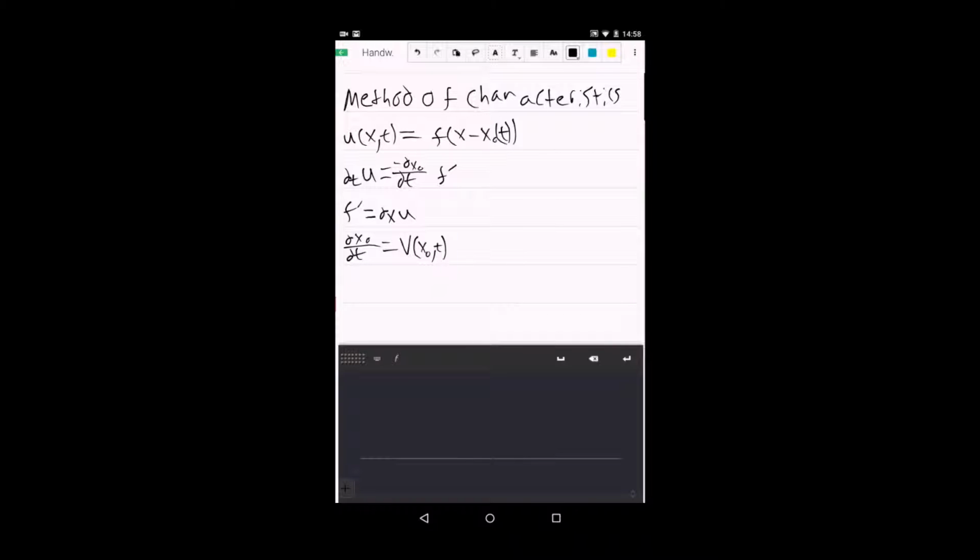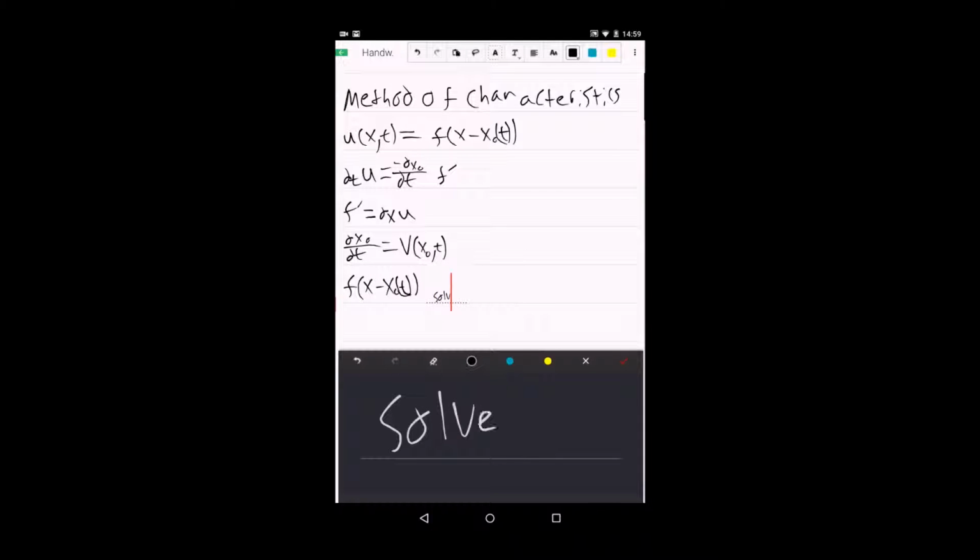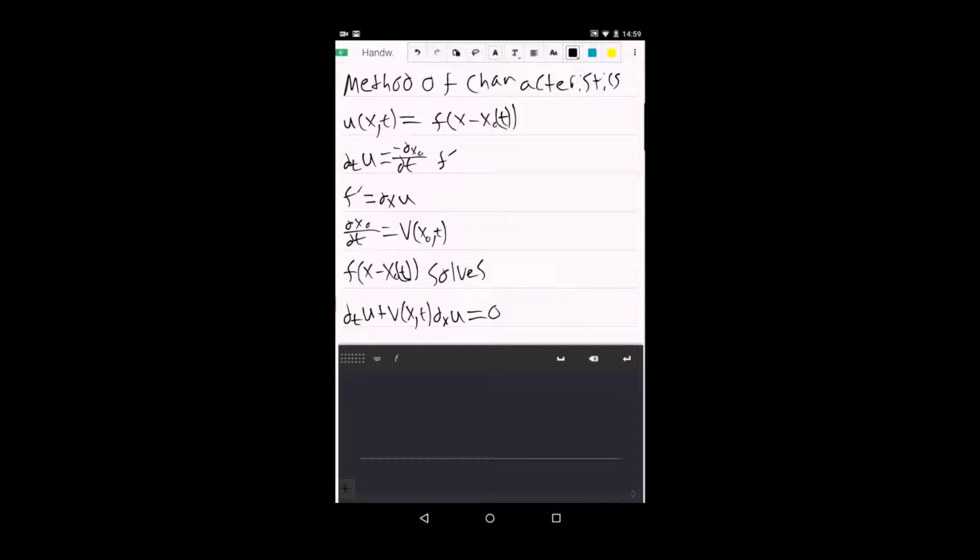So then that gives us that f of x minus x naught of t solves the equation: the partial derivative of u with respect to t plus v of x and t times the partial derivative of u with respect to x equals 0. So that's all that we're saying, which is pretty straightforward, and we've seen it before. This is just the general form of an advection equation.